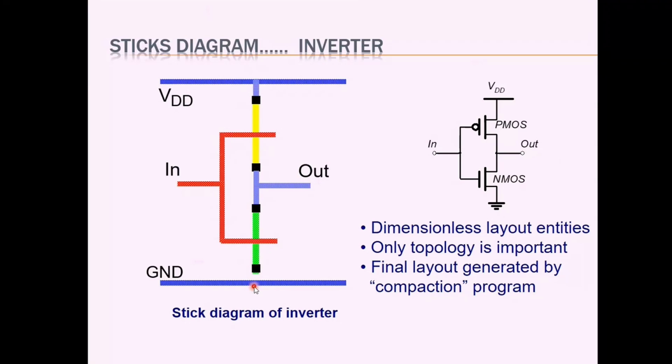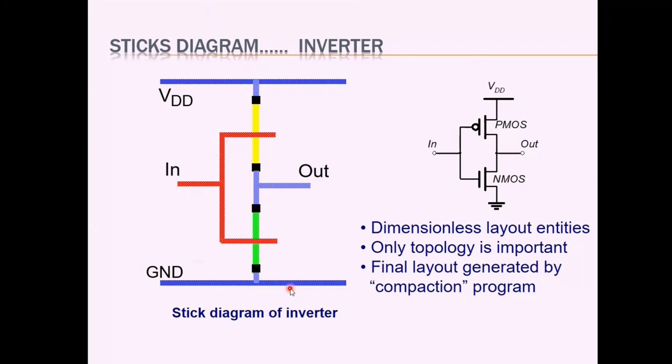So we can draw the metal lines. Here both are metal, so a contact is not necessary, but here the connection is to be shown because it is N diffusion and it is metal. So these are the steps for drawing the stick diagram of the inverter. The same steps can be applied to all circuits.